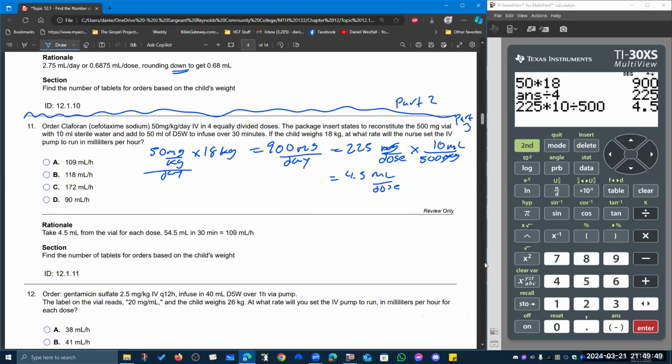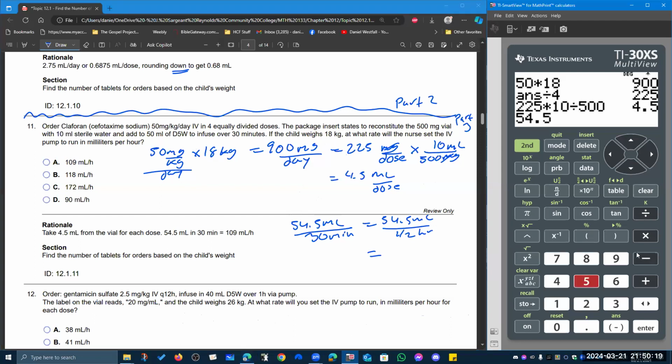We're going to take that 4.5 milliliters and we're going to mix it with another 50 milliliters of D5W. So that gives us a total of 54.5 milliliters. That's going to be infused over 30 minutes, which is 54.5 milliliters over 1/2 hour. Since we want hours in our denominator, 54.5 divided by 0.5 is 109 milliliters per hour. It's option A.